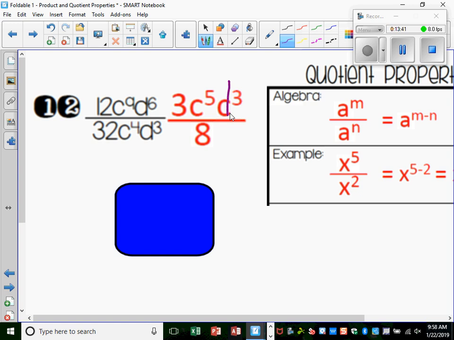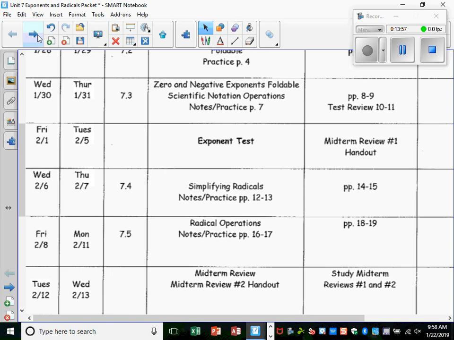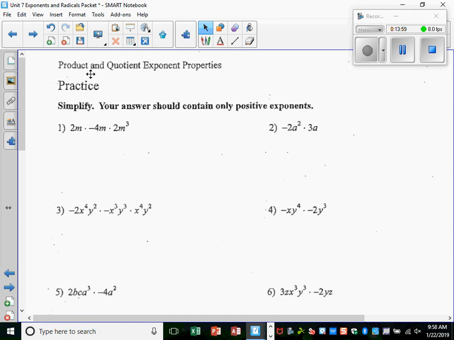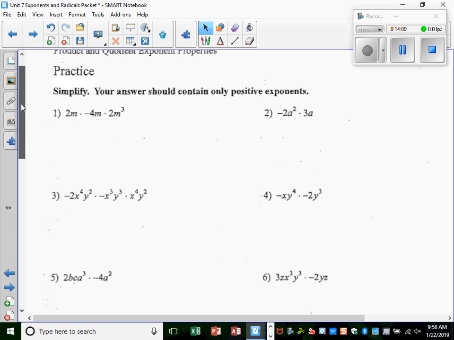All right, so that's the rule for the product property and the quotient property. They're just the opposite of one another. For product, you're adding. For quotient, you're subtracting. So let's go to page 1. This is what you're going to do for your classwork. I'm going to do a couple of these with you. And then your homework is on pages 2 and 3.